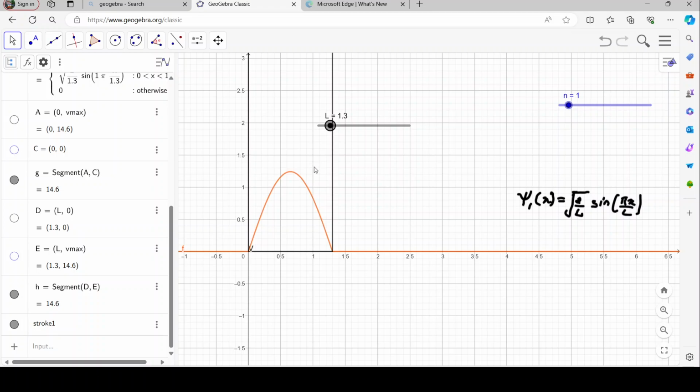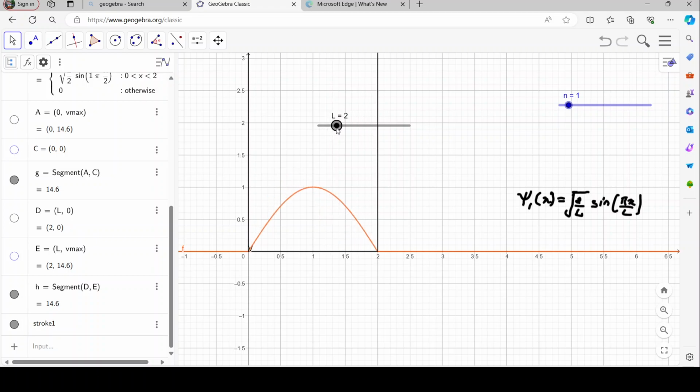Now for n equal to 1, we can see that the wave function is 0 at both the boundaries, at x equal to 0 and x equal to L, and we get a maximum exactly at the middle of the box. We can understand that if you put L equal to some integer. If you put L equal to 2, the total width is 2, and exactly at the middle, x equal to 1, you get the maximum of this wave function.